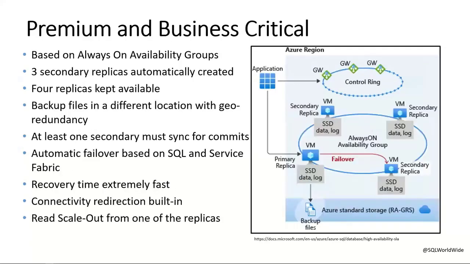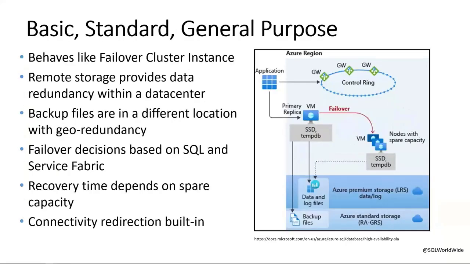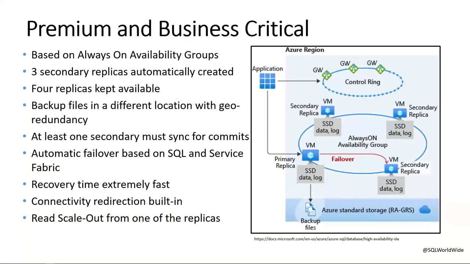But if you go to premium or business critical, it's a little bit different, because every compute will have an attached SSD where your data and log files are going to reside, compared to the previous one where your data and log file were at a remote storage. But with the premium and business critical, they're all attached to your compute, and your backup files are the same as before. And as you can see with the red arrow, if something goes wrong with that VM, it will automatically fail over to a different one.